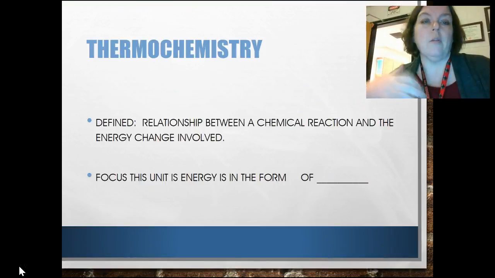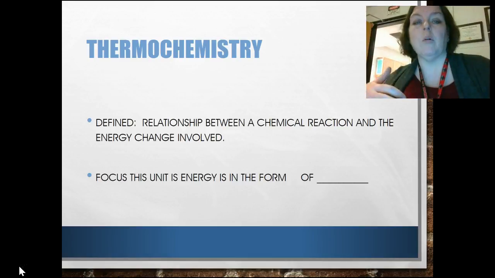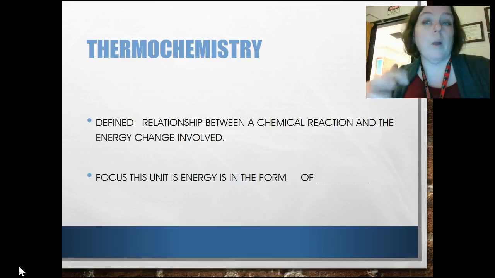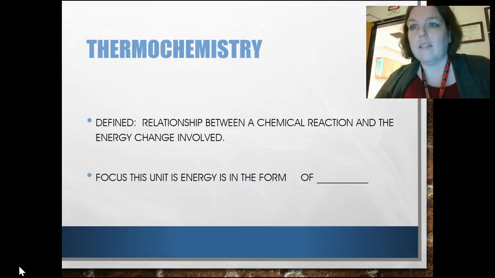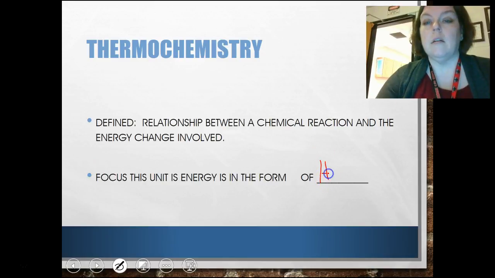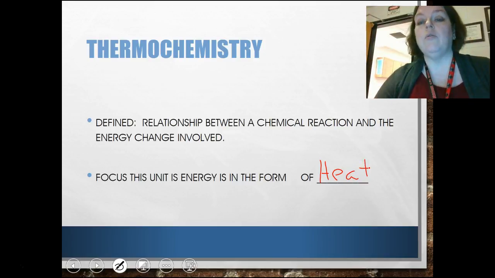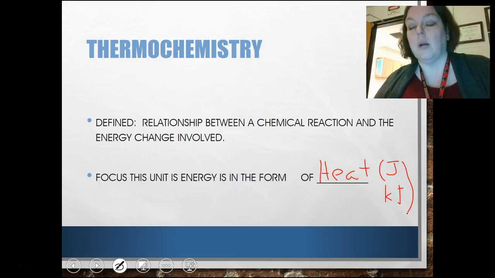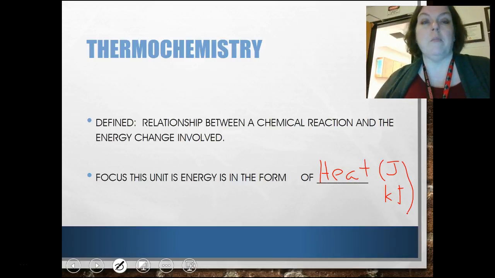All right, so in thermochemistry, we define the relationship between a chemical reaction and the energy change involved in it. That's where we are. That's the only thing that we really are concerned with. So the focus of this energy is a particular unit that we will be talking a lot about, and that is heat. Okay, heat is the unit of energy that we're talking about. We usually talk about that in units of joules or kilojoules. So those are the two units that we use most often to talk about heat. And that's pretty much our wheelhouse. There is going to be something else involved, which you will see in just a few moments.